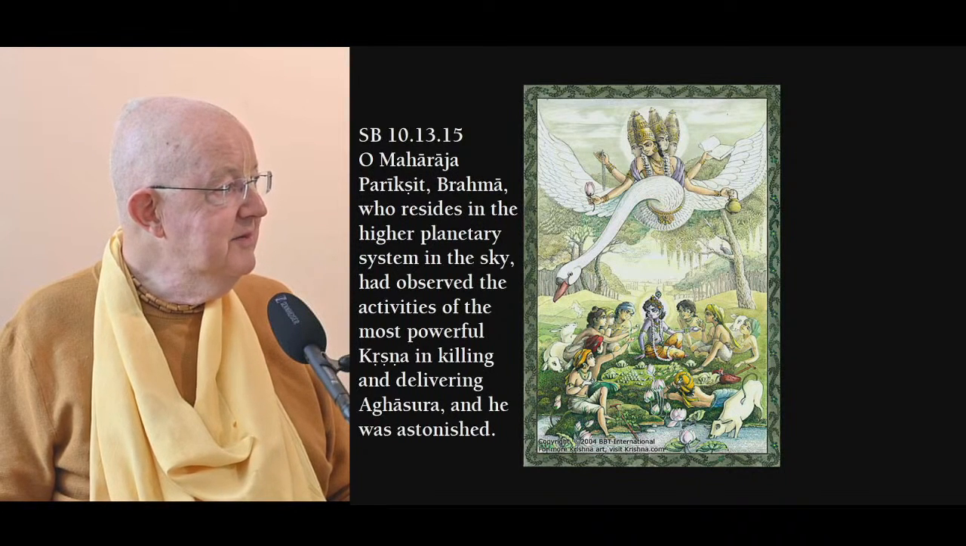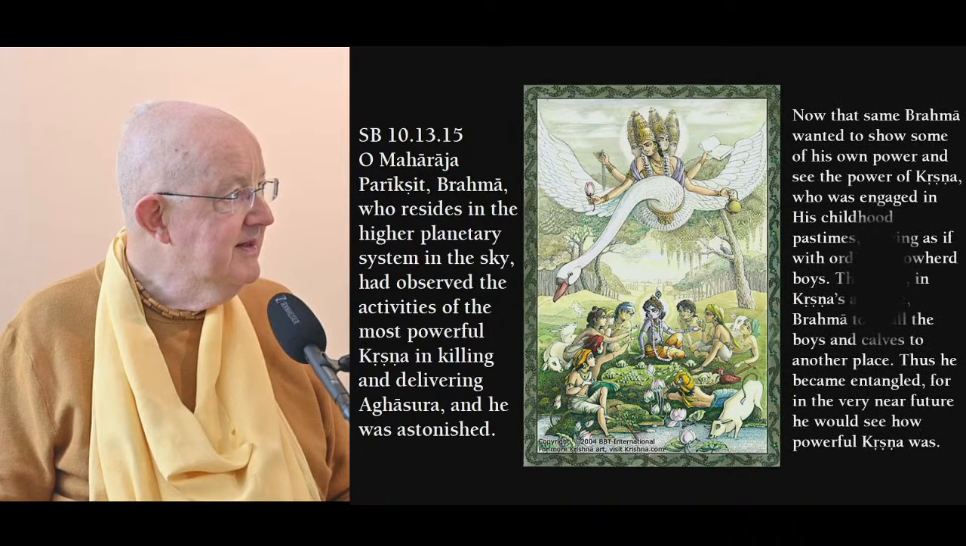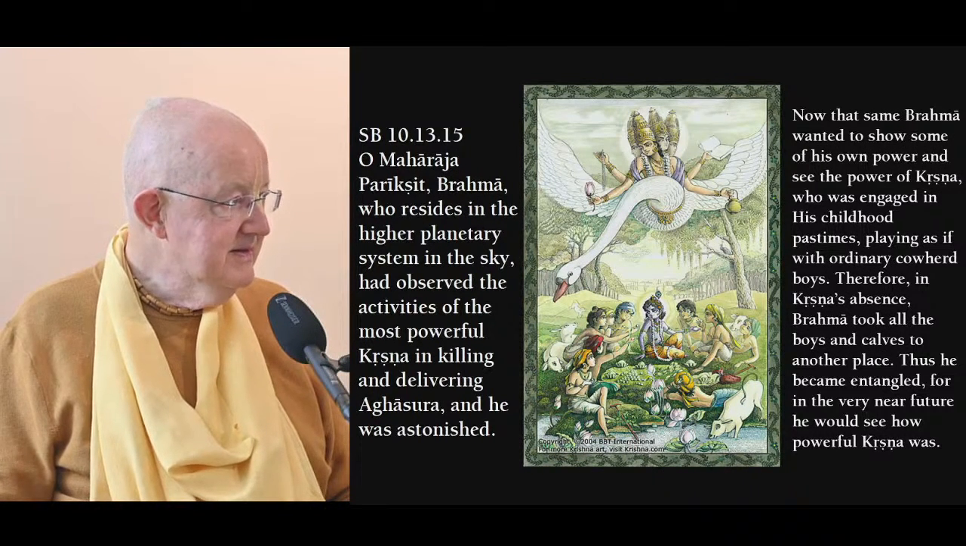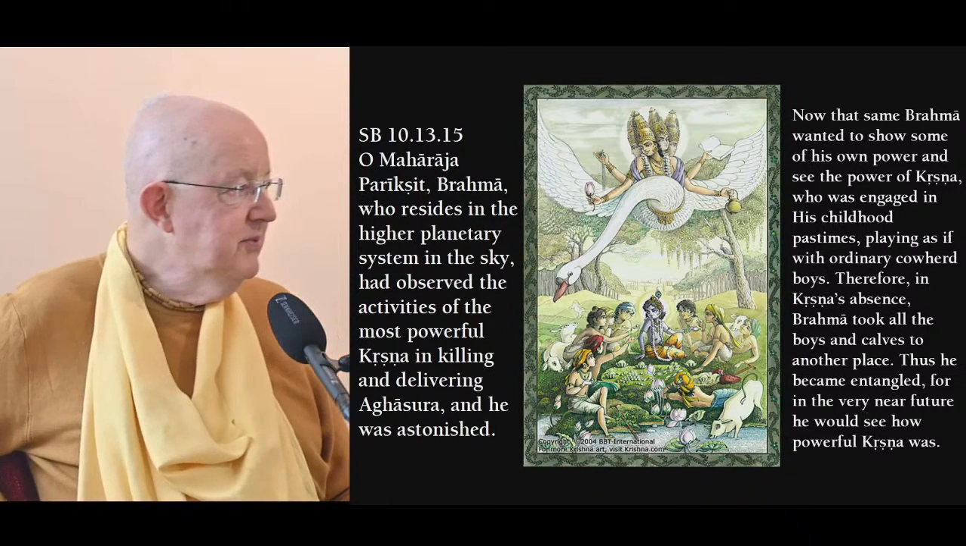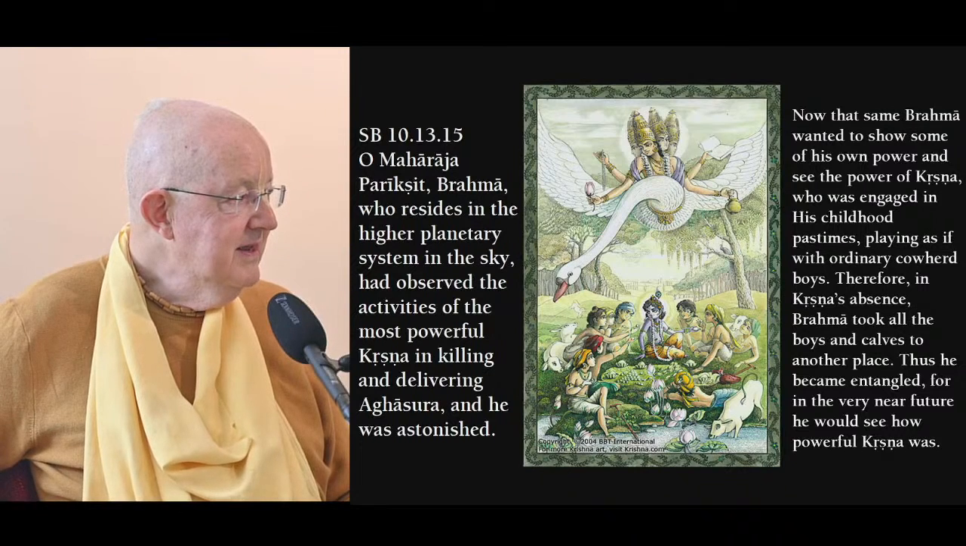Brahma, who resides in the higher planetary system in the sky, had observed the activities of the most powerful Krishna in killing and delivering Agasura, and he was astonished. Now that same Brahma wanted to show some of his own power and see the power of Krishna, who was engaged in his childhood pastimes, playing as if with ordinary cowherd boys. Therefore, in Krishna's absence, Brahma took all the boys and calves to another place. Thus, he became entangled, for in the very near future, he would see how powerful Krishna was.